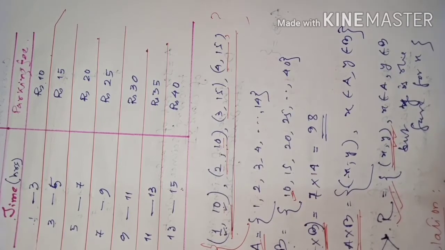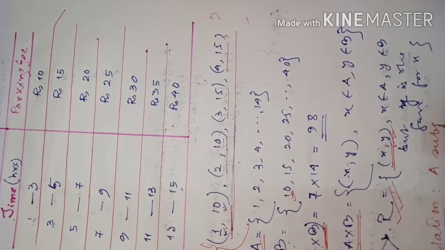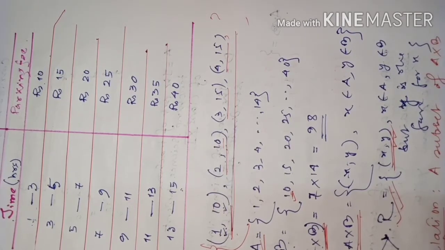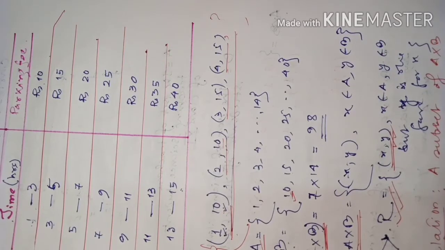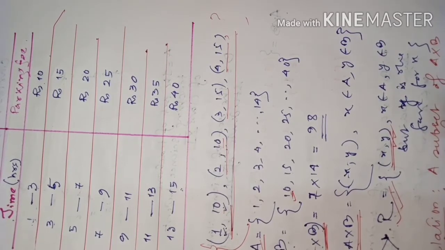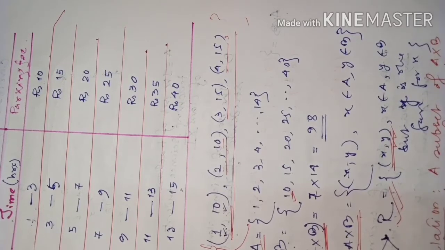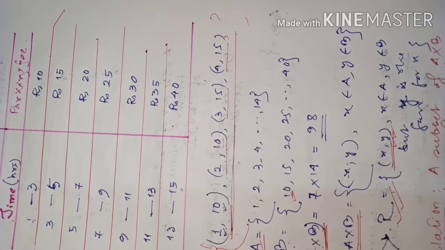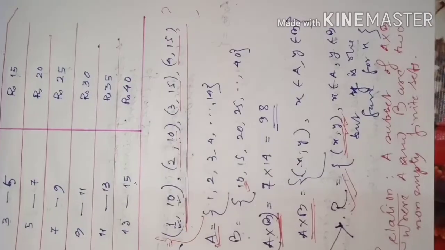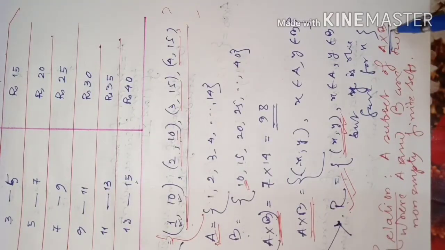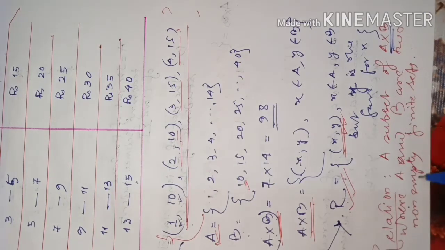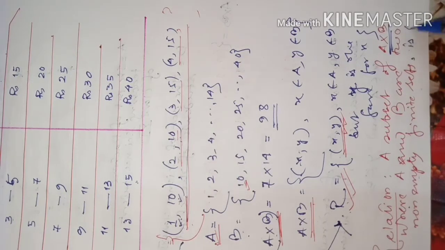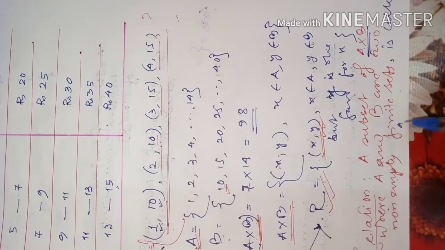A relation is a subset of A cross B, where A and B are two non-empty finite sets. A subset of A cross B, where A and B are two non-empty finite sets, is called a relation.